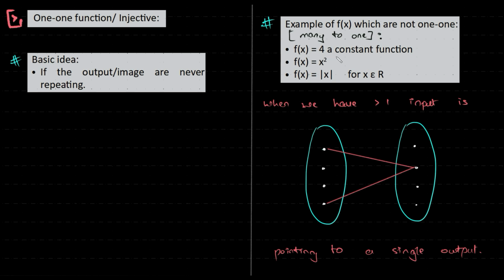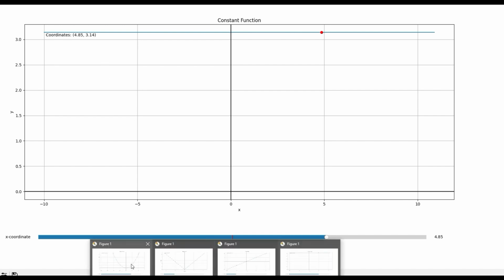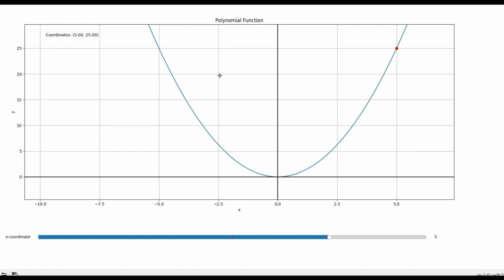One is your constant function. So I have a constant function which points towards 3.14. That is, if I give any input, I get the same output. So it's a good example of many to one. Next, a polynomial function, basically x square. P of x is equal to x square. So this polynomial function is many to one.